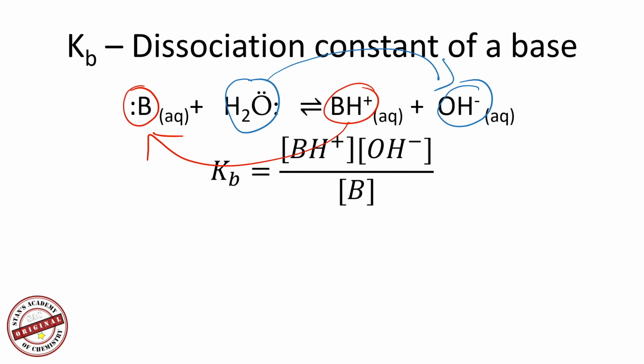So this is the general expression that we have here. Kb is equal to BH positive times OH minus divided by B. So anytime you write a Kb expression, you will find in the numerator you will have OH minus ions. That's the indication. Kb represents the concentration of the hydroxide ions. So if you are writing an equilibrium expression and on the product side you have hydroxide ions, then that will represent a Kb expression.